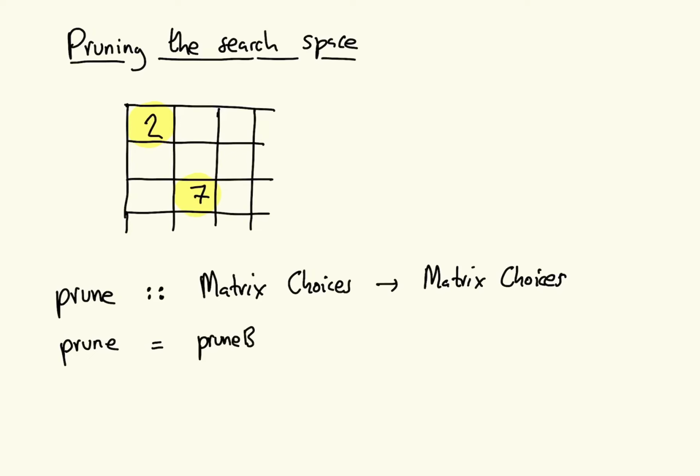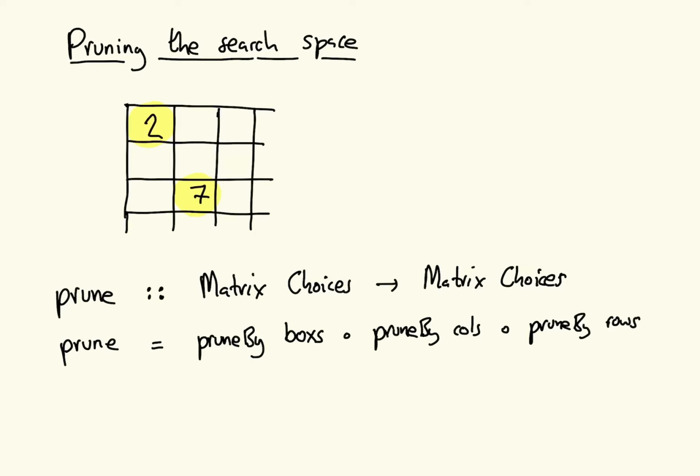This is going to be another one of our one-liners. We're going to define a helper function called prune by. What prune by is going to do is allow us to prune by the boxes, the columns, and the rows separately. So we're going to have a simple function composition. We're going to prune by the boxes after pruning by the columns, after pruning by the rows.